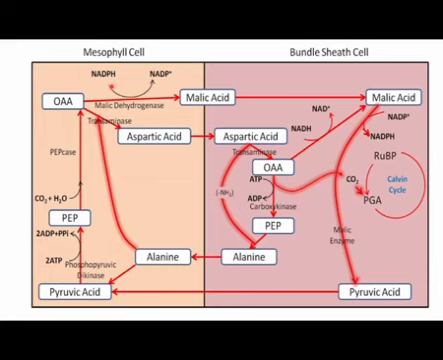And in this case, the CO2 fixation is done two times. One is when it is done in the mesophyll cells, the other time when it is done in the bundle sheath cells. And because there is a two times CO2 fixation, the yield from these kind of C4 plants is very high compared to the C3 plants.